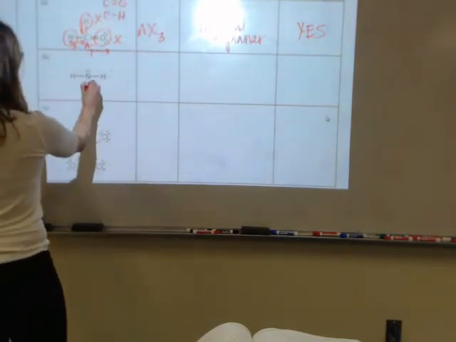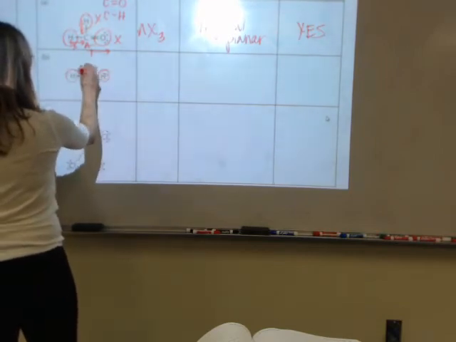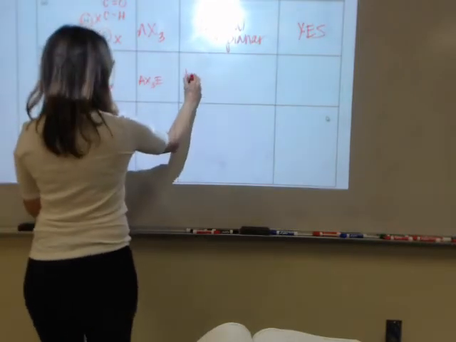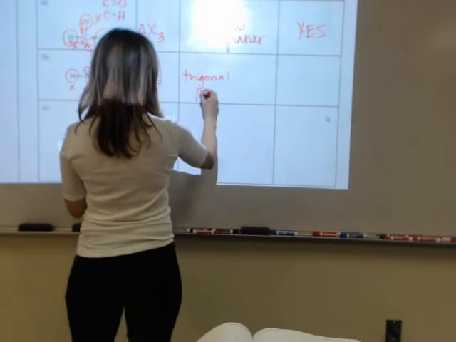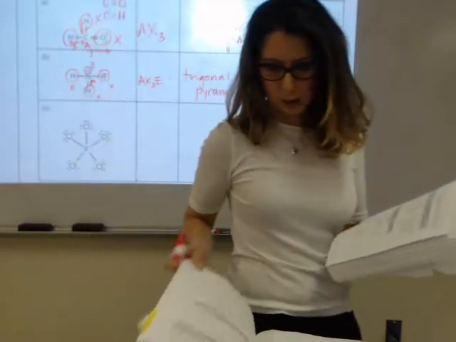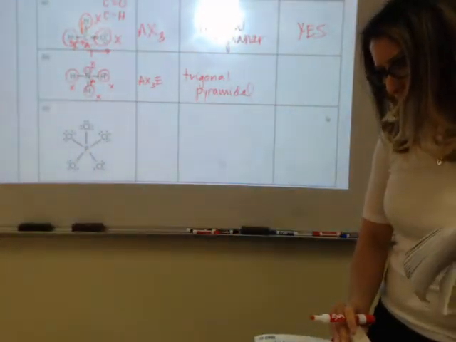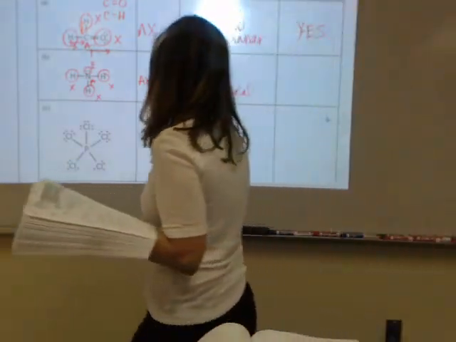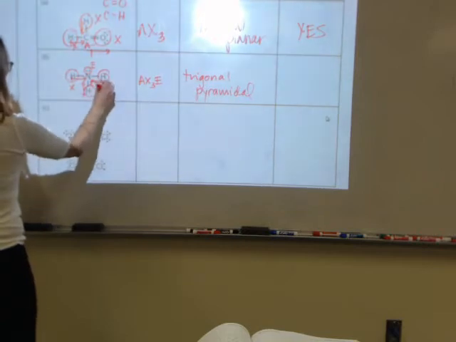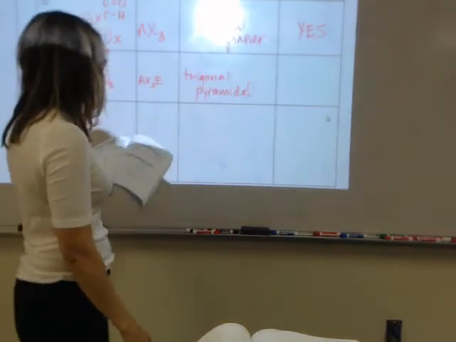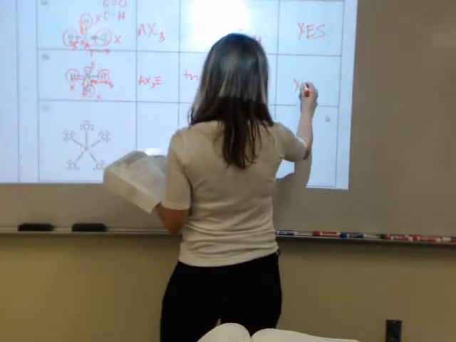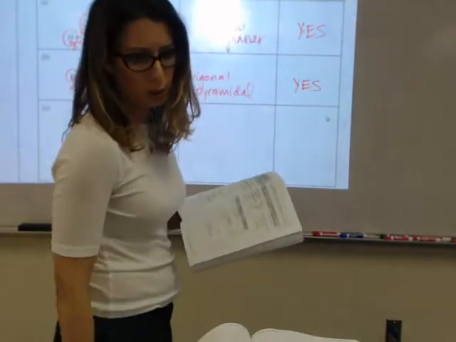B, this is AX3E. And this is trigonal pyramidal. And our nitrogen-hydrogen bond is a polar bond, and nitrogen is more electronegative, so you've got the bond dipoles pointing in that direction. And so a polar bond is present. Trigonal pyramidal is not one of my symmetrical geometries. This is a polar molecule.